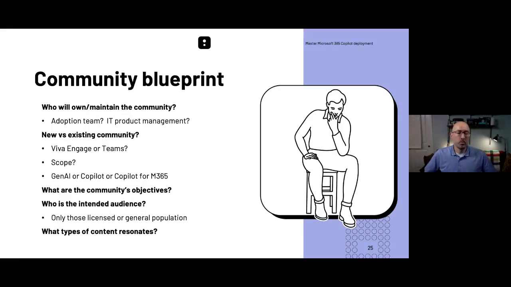So the community blueprint, a couple of things that you need to think about. Who's going to own the community? In my organization, I'm one of the ones that owns the community because I lead the user adoption and training programs there. But it's not just me. There's a team that actually helps with this.